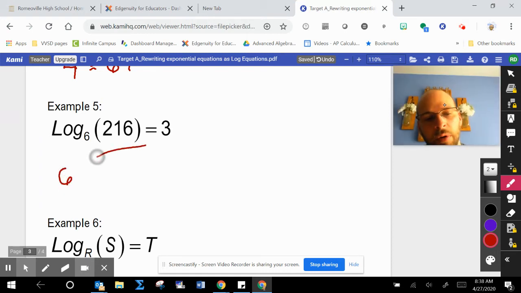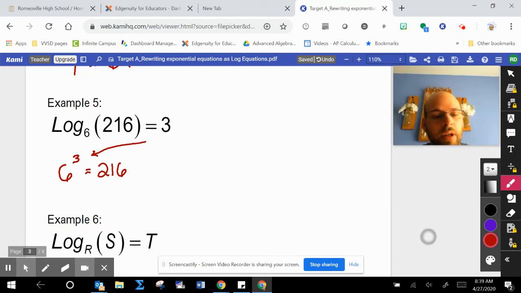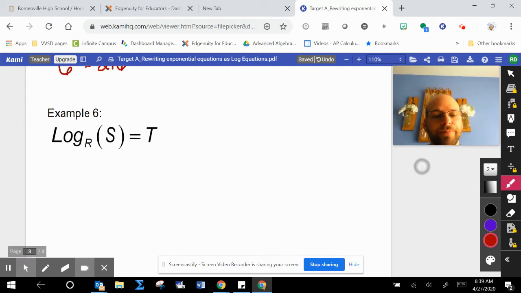I know the exponent has to be 3, and that's going to be equal to 216. All right, and you can actually check that on the calculator. That is a true statement. 6 to the 3rd power is 216.